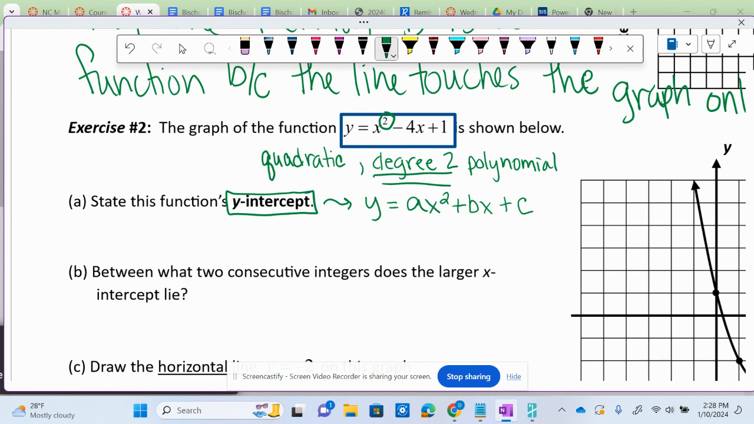Y equals ax squared plus bx plus c. That is the standard form of a quadratic, okay? And you learned that the y-intercept, does anyone remember what the y-intercept is in terms of that equation? It's what? Yeah. The y-intercept always equals c in the equation.